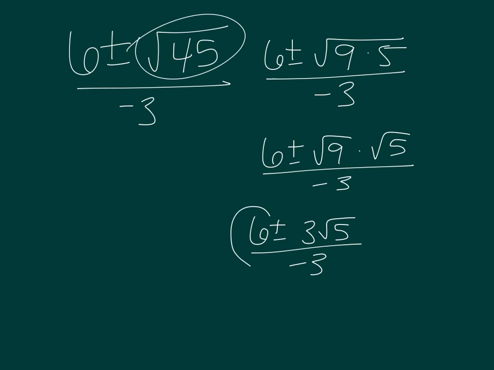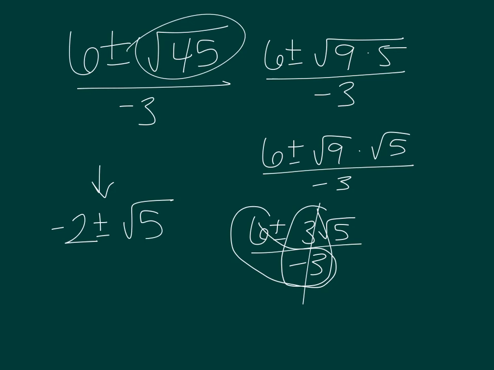And then, let's see. Simplify. So 6 over negative 3 is negative 2. And 3 over negative 3 is really negative 1. We already have this sign here to cover both the positive and the negative, so they just cancel out and leave the square root of 5.